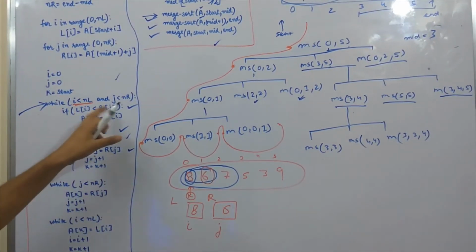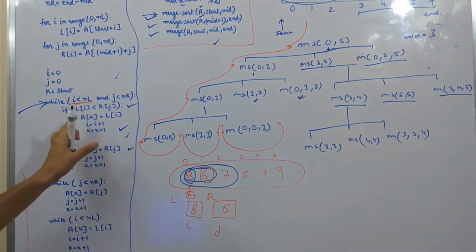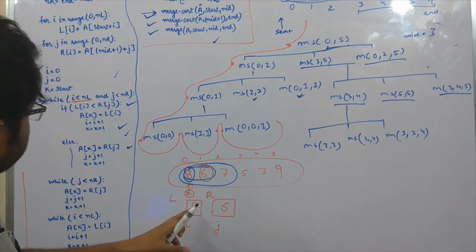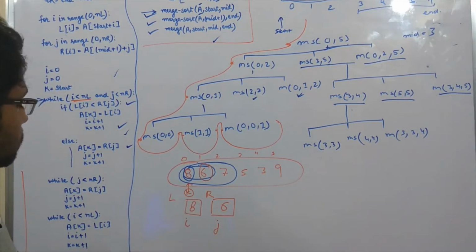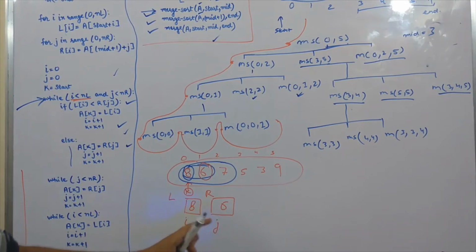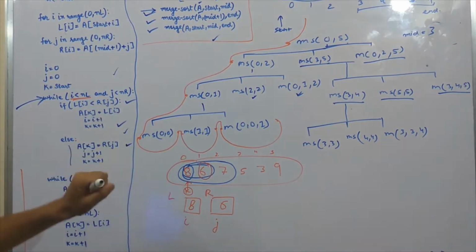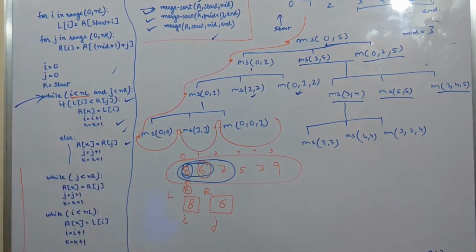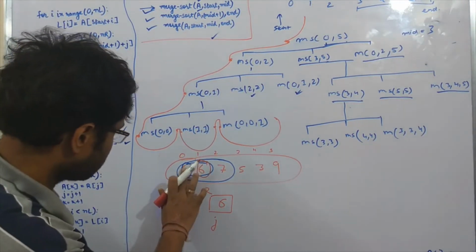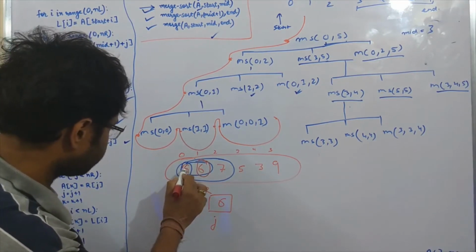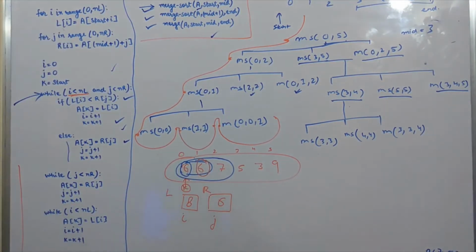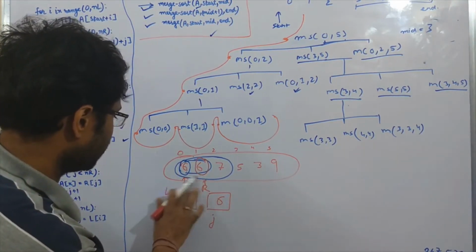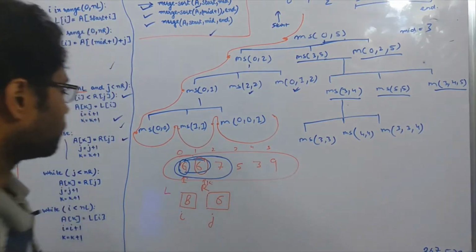So we will go inside this function and check whether the left part, L of I, is less than R of J. So L of I is what? L of I is 8 and R of J is 6. So is L of I less than R of J? No, it is not true. So it will go into the else part, and it will do A of K is equal to R of J. So it will just put 6 here, and increment the J and increment the K.